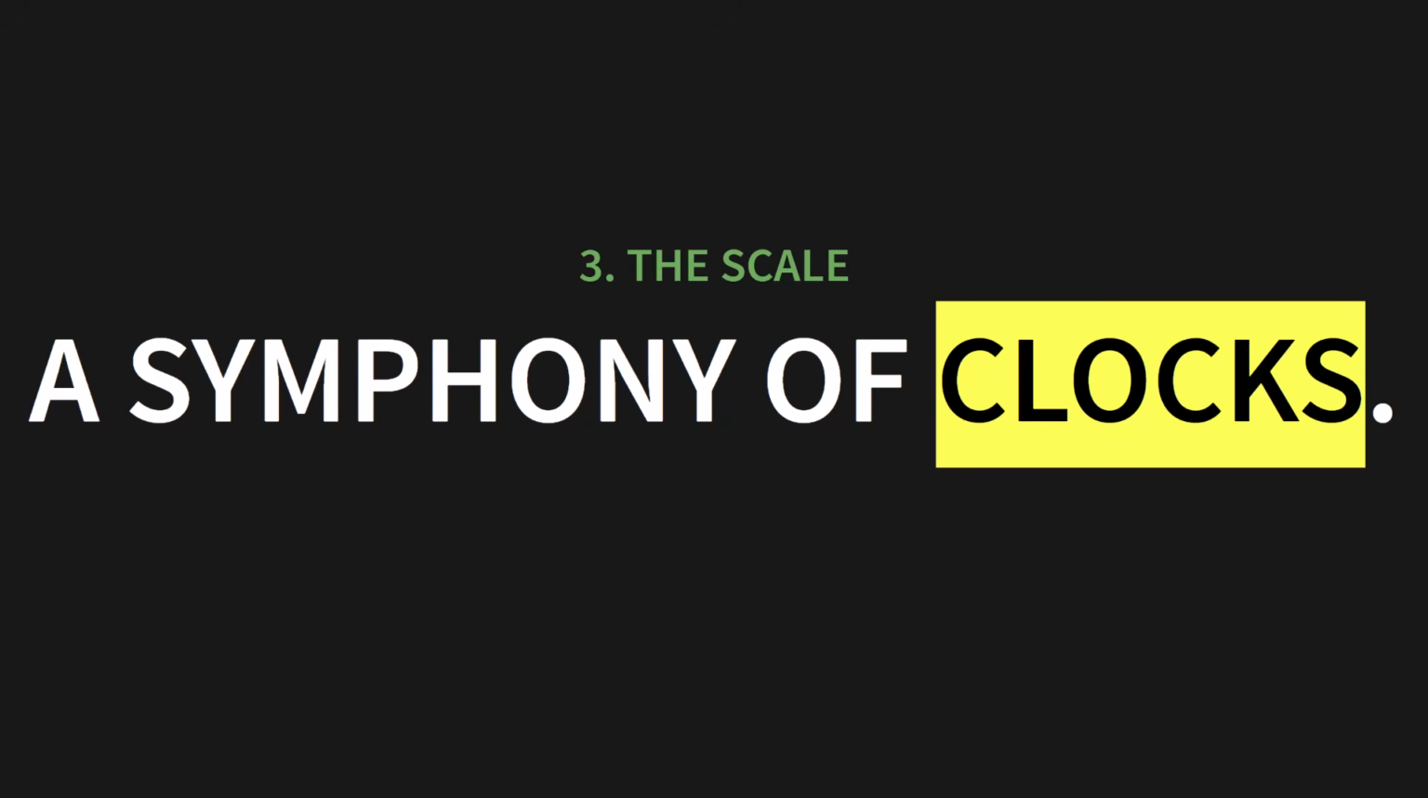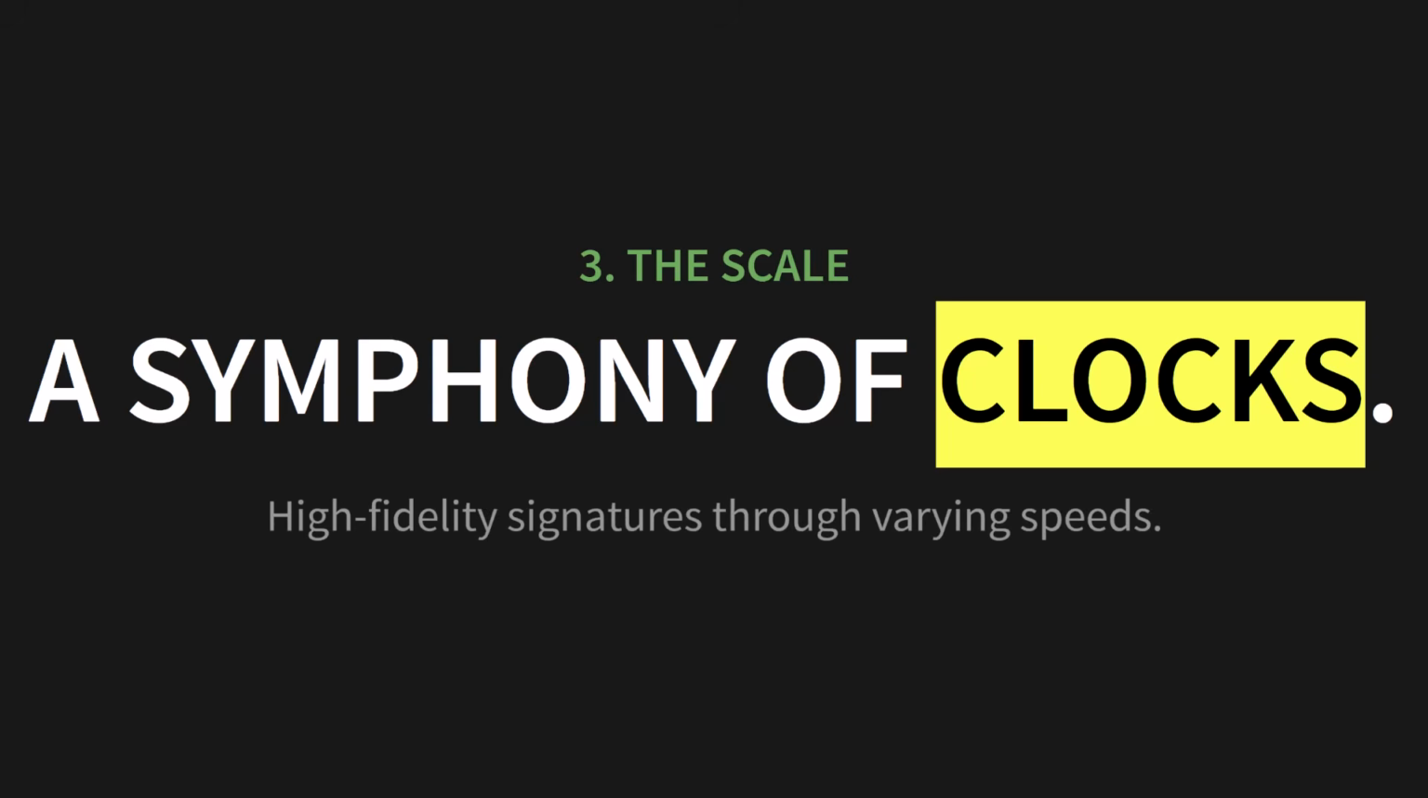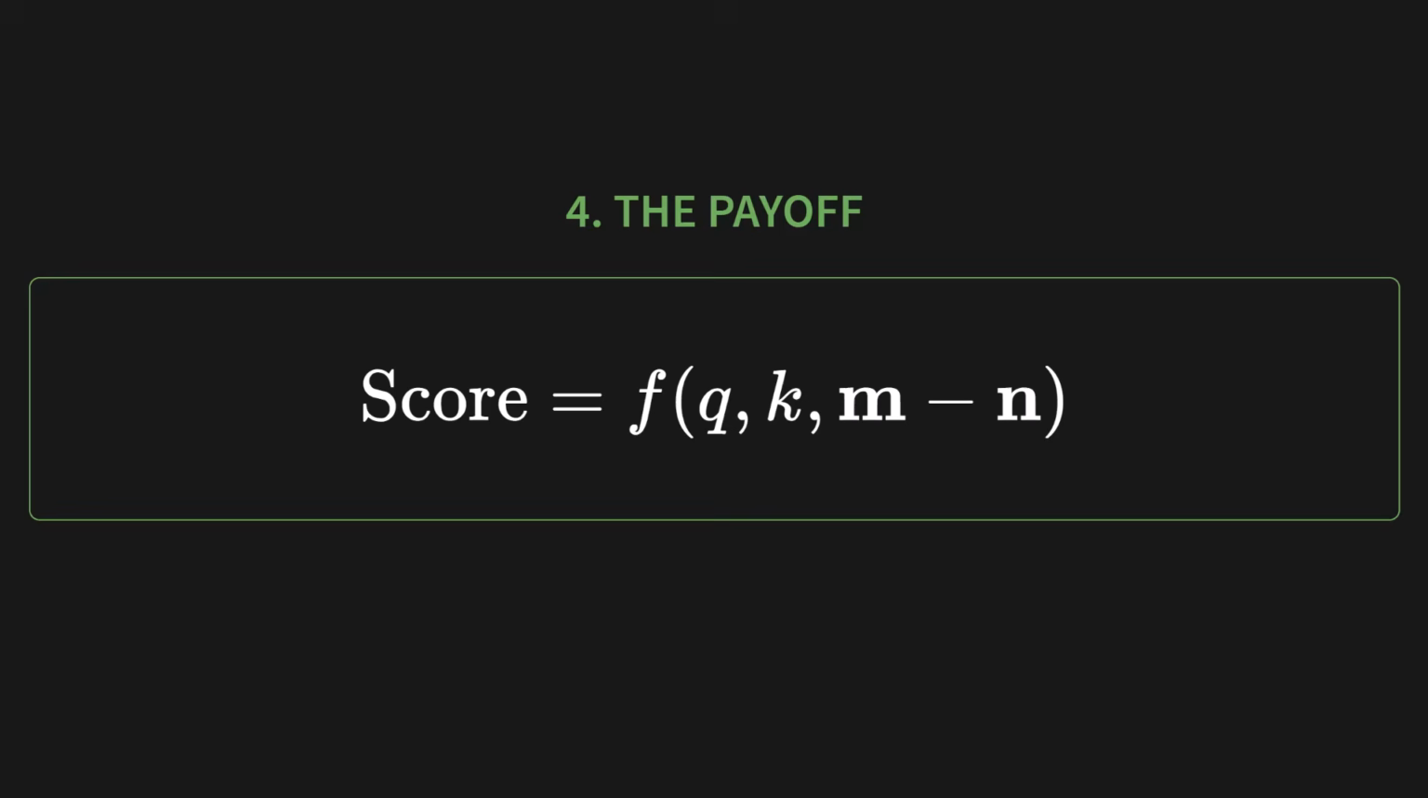From there, we figured out how to scale. We created a symphony of clocks. We rotated pairs of dimensions at different speeds, creating these unique, high-fidelity signatures for every single position in a sequence. And the payoff? The mathematical guarantee. We walked through the proof, and as you can see in this final formula, the attention score is only a function of the relative distance, m minus n. The absolute positions just vanished.